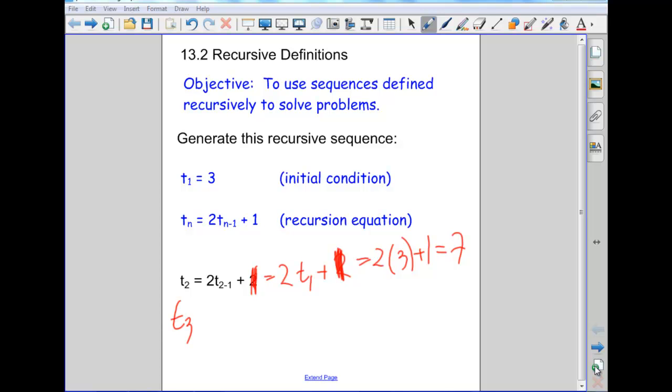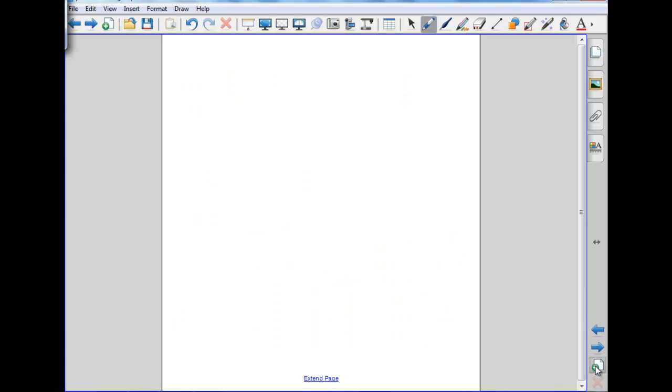So for t sub 3, we take twice t sub 2 plus 1. So we take our answer from before, which was 7, and add 1 to it, and now we're up to 15. And now you can generate this sequence quickly on your graphing calculator by doing this.